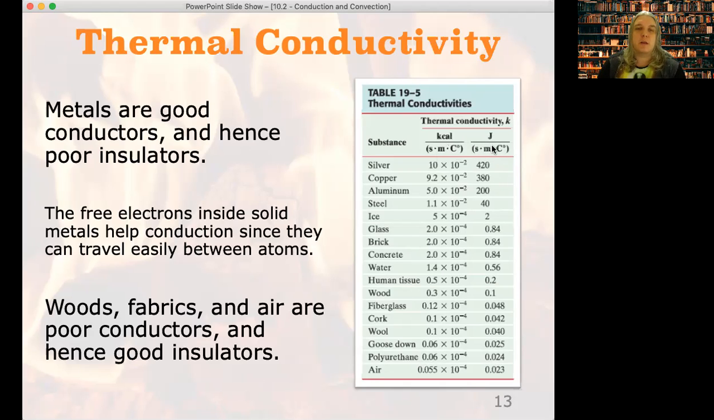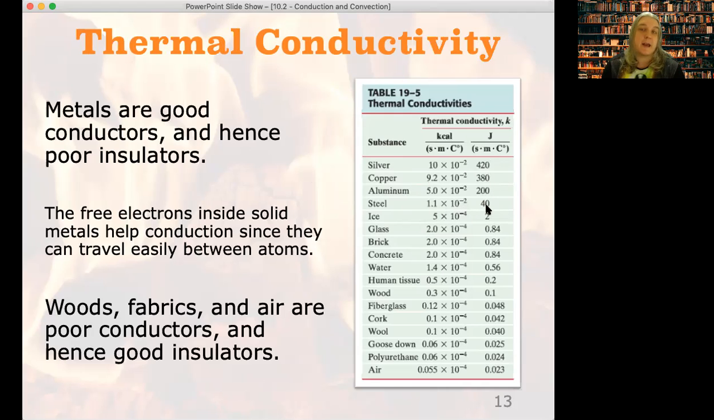The joules one is going to be our SI unit, not calories. So this second column is the one that we'll generally want to refer to when we're doing our calculations, because we want to stick with SI units. So you can see that we've got silver, copper, aluminium, and steel are all higher. Steel is actually on the lower end. Steel is not as good a conductor as some of these elemental solids.